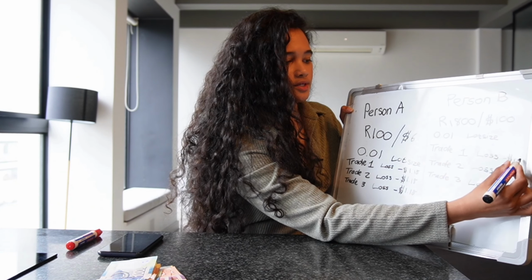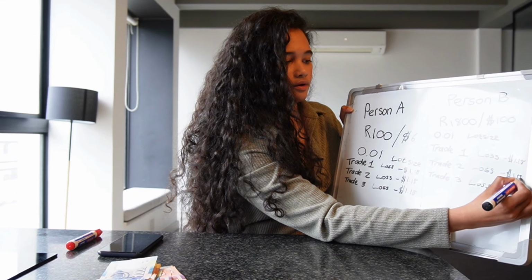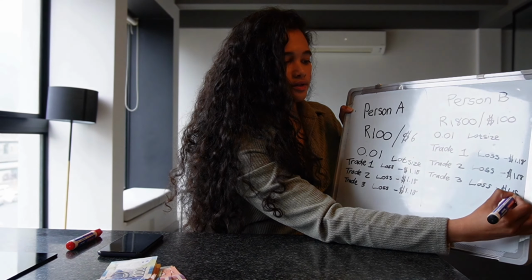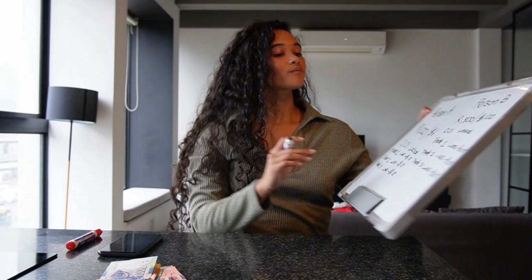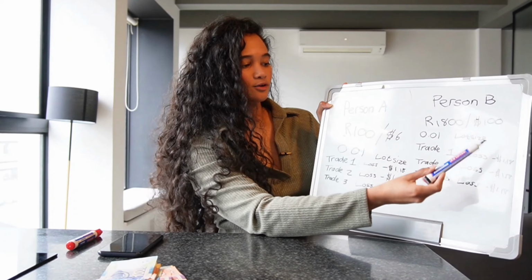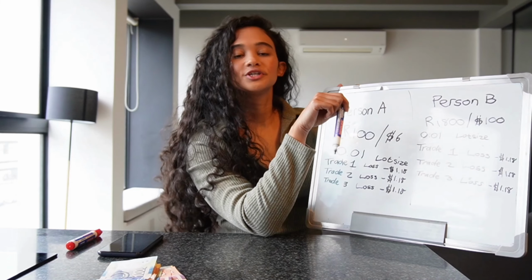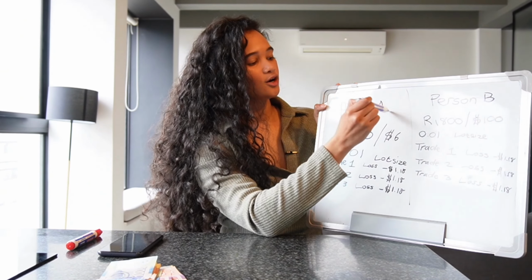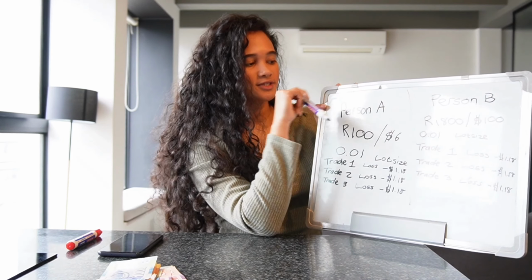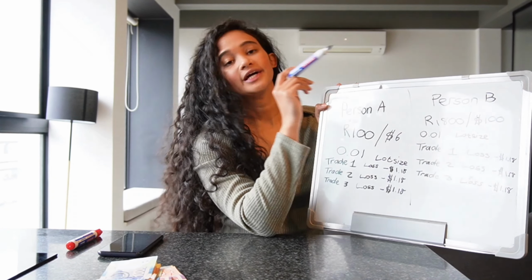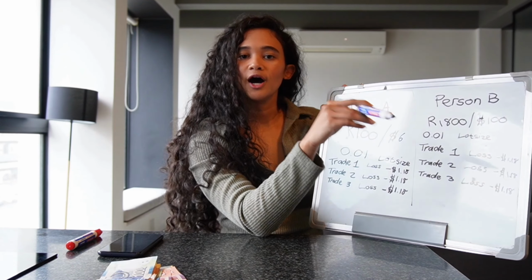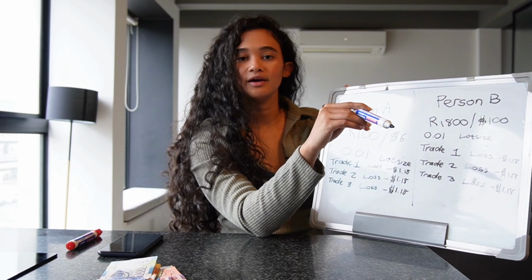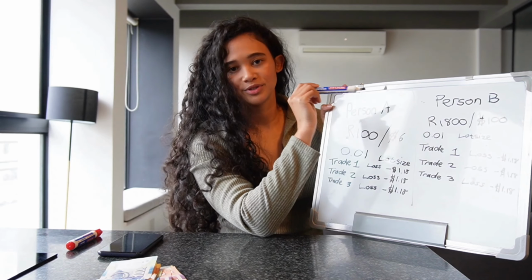It's 118, 118, and 118. Okay, so do you see that $100 account? The person lost 3 trades, just like person A over here. Okay, but the difference is, after losing 3 trades, who do you think is going to be around longer in this trading game? Person with more capital.